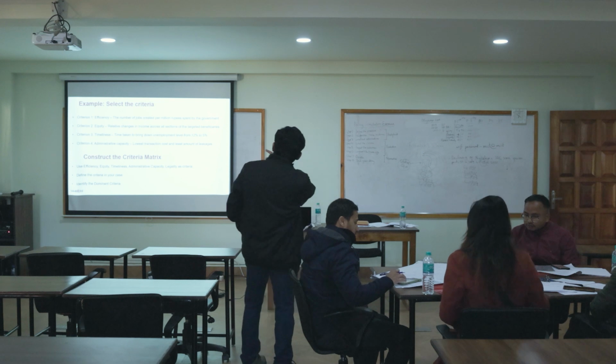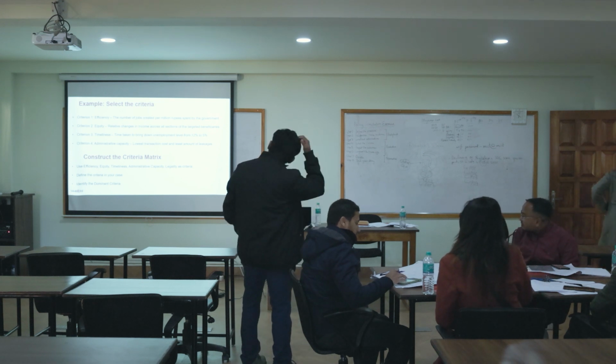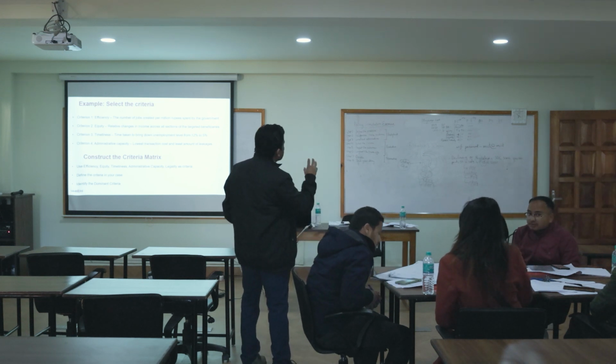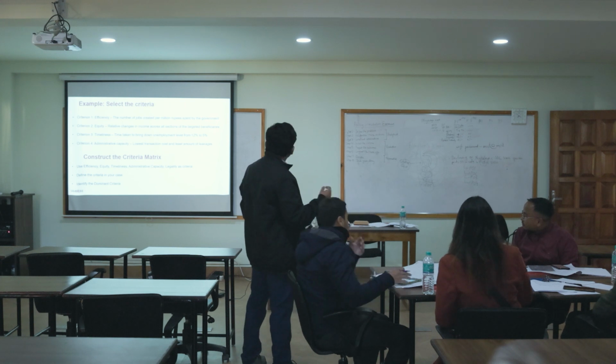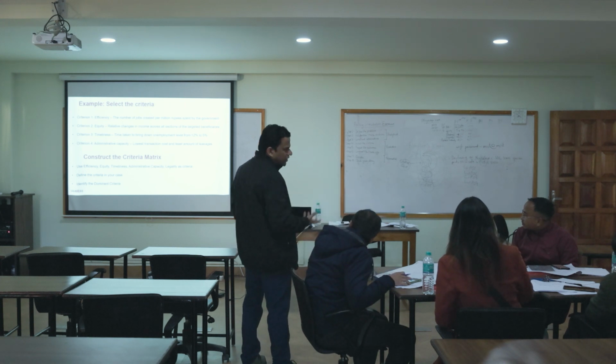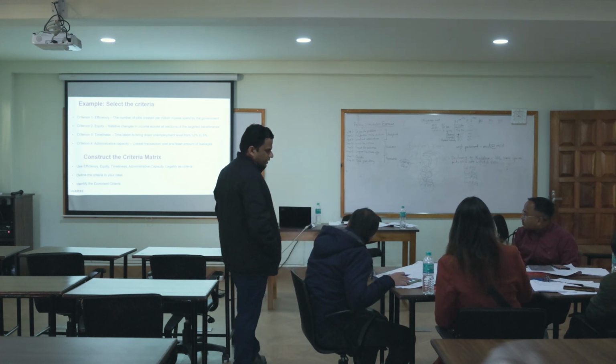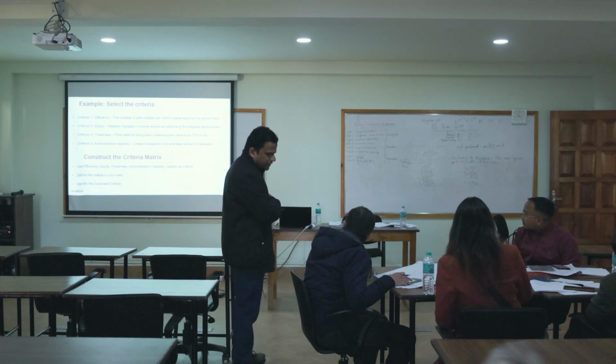For administrative capacity, in your case, it will be administrative feasibility or something, right? Lowest transaction cost and administrative feasibility. It could be human resource also, right?